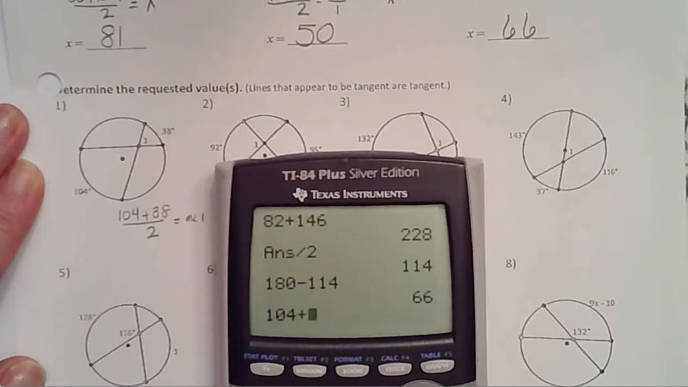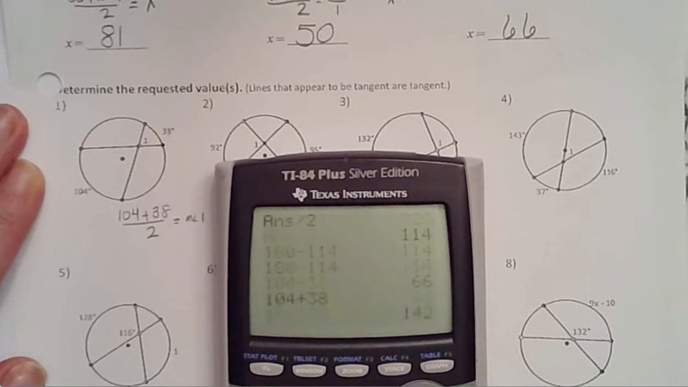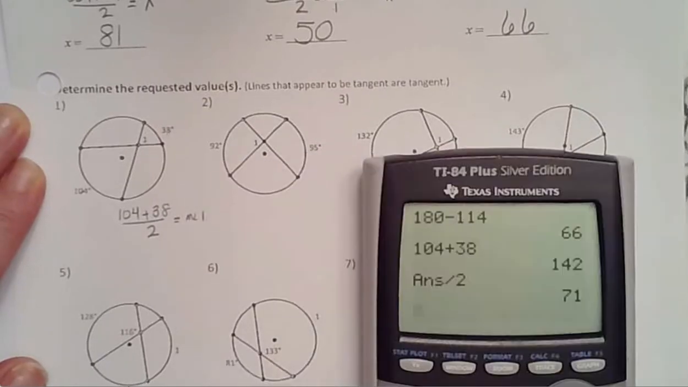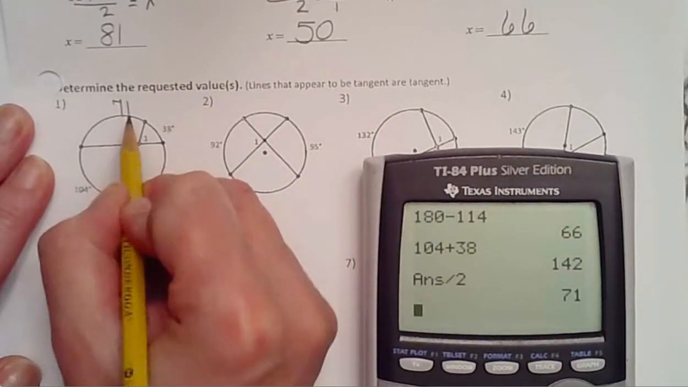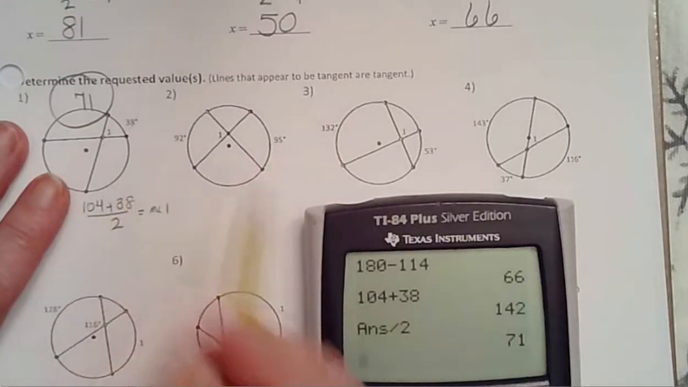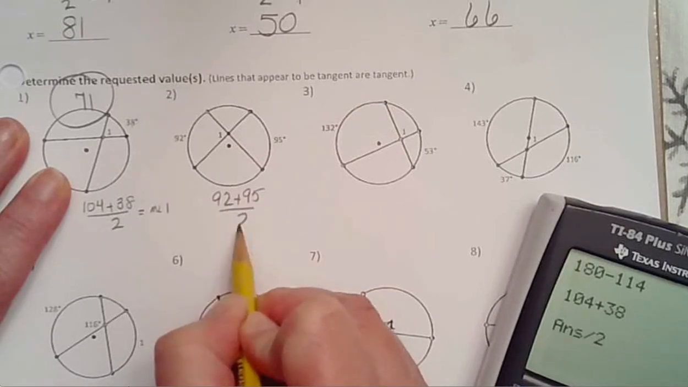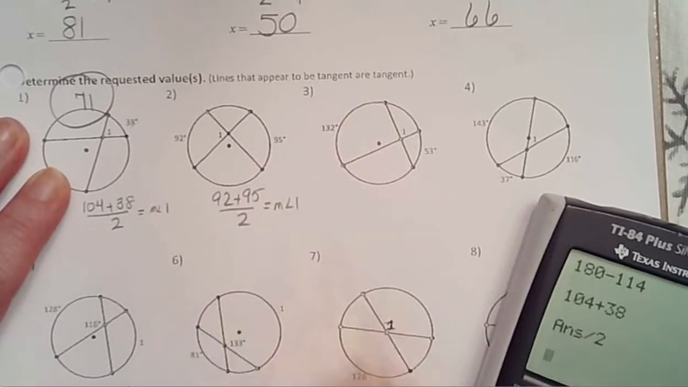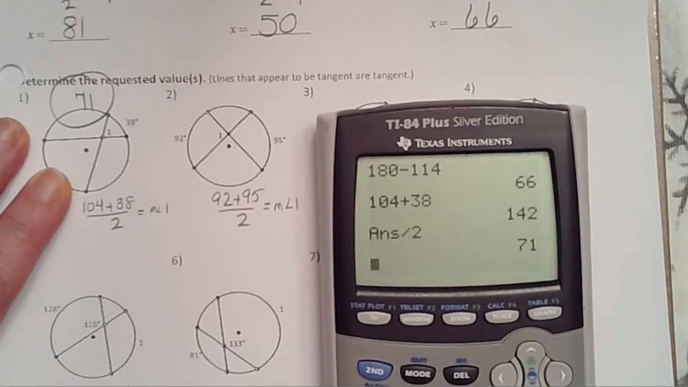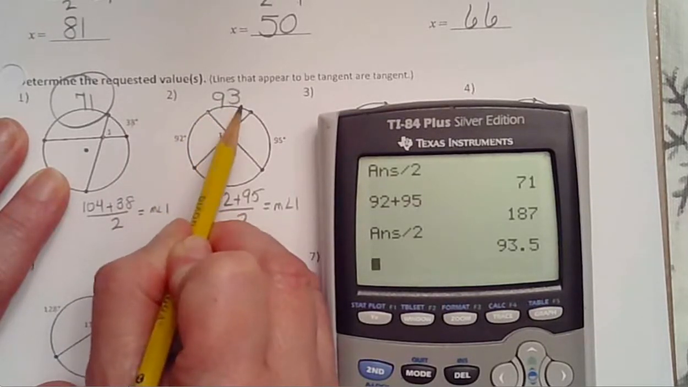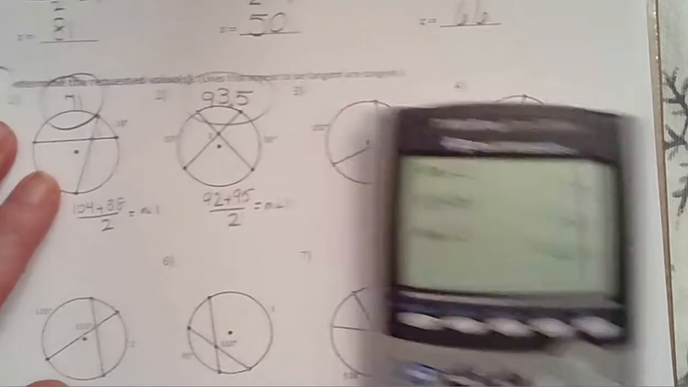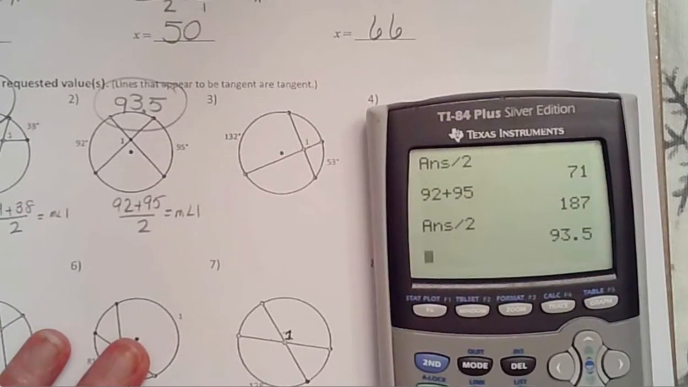104 plus 38 divided by 2 is 71. I'm just going to put it up there. Next up, arc plus arc divided by 2. 92 plus 95 divided by 2 is equal to the measure of angle 1. 92 and 95, hit enter first, then divided by 2, 93.5. Moving on.